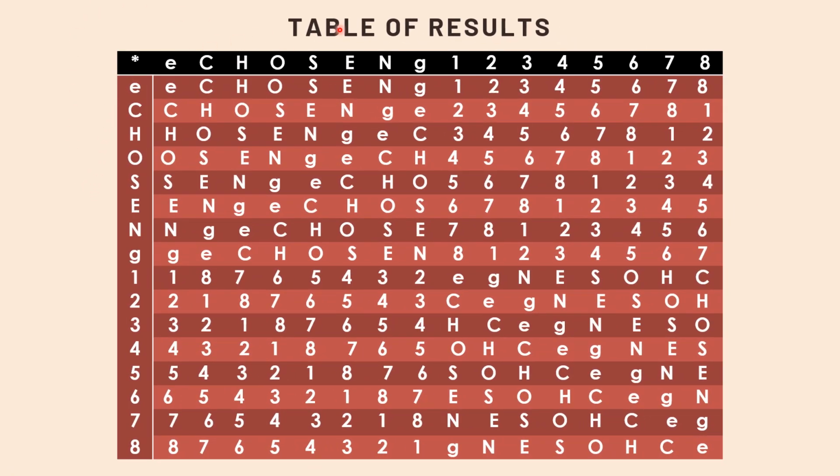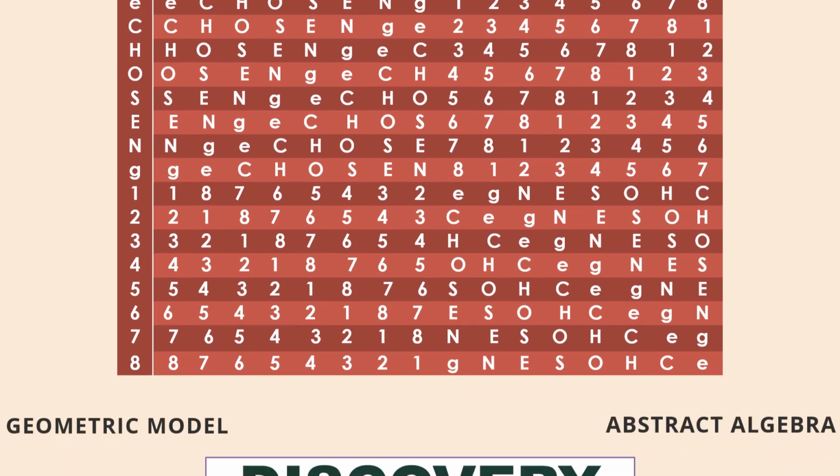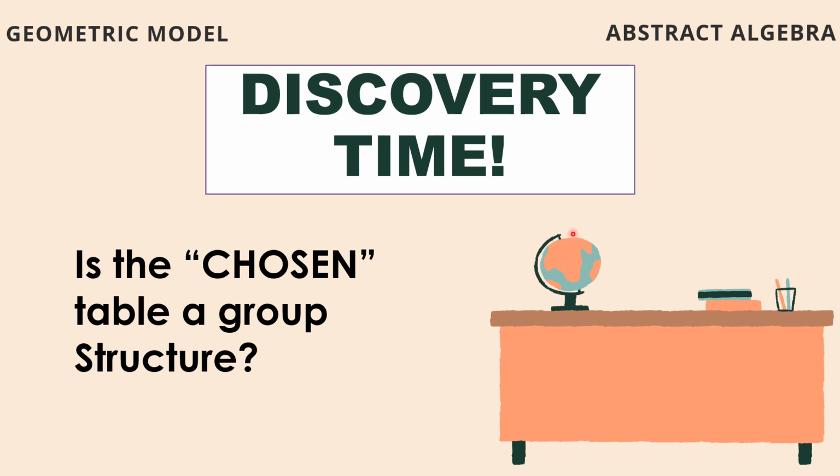Now, this is the table of results, and I will name this table the chosen table G. Given the table from my geometric model G union, we will discover if that table, the chosen table, is a group. Is the chosen table a group structure? Let's see.